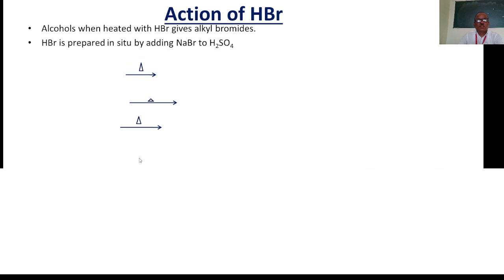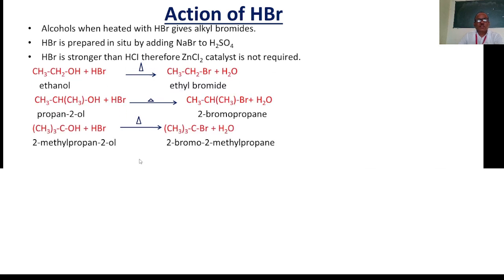Then the next hydrogen halide is HBr, hydrogen bromide. Here HBr is more reactive as compared to HCl. So alcohols on heating with HBr give alkyl bromide. No catalyst is required, but HBr is an unstable compound. It is prepared in situ by adding sodium bromide to H2SO4. So HBr is prepared from NaBr and H2SO4, and this HBr is used in the reaction. HBr is stronger than HCl, therefore zinc chloride is not required.